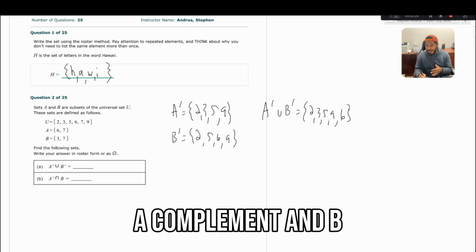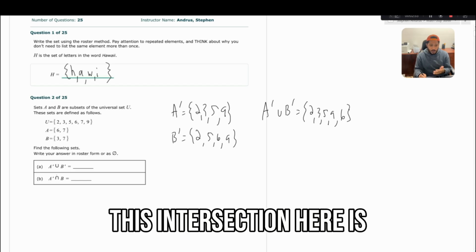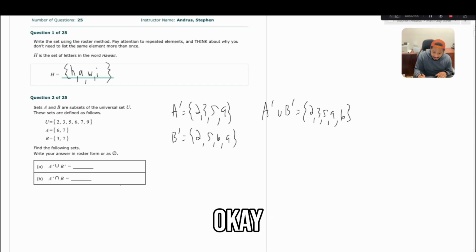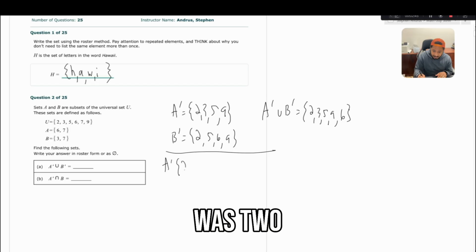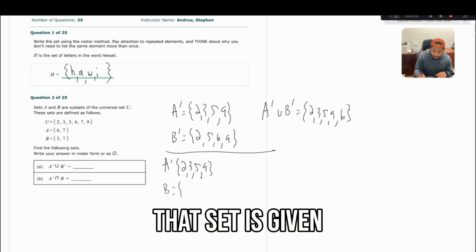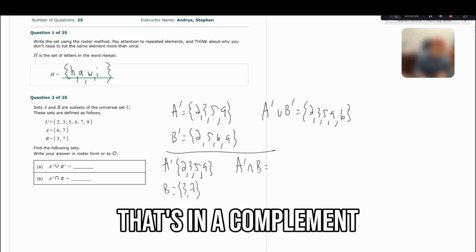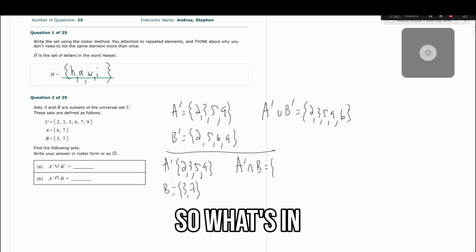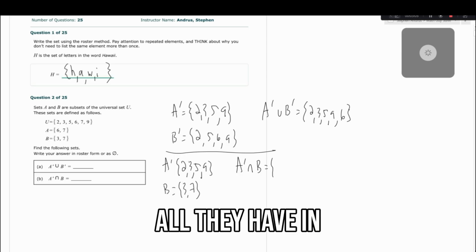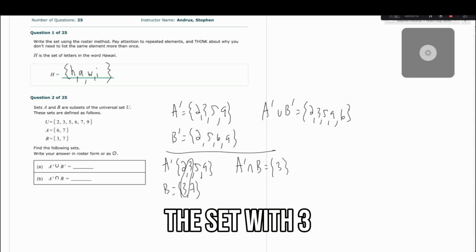The next that we have is, what about A complement and B, or the intersection, right? So this union is the word or, this intersection here is the word and, okay? And so we need A prime and in B, got it. So we said A prime was 2, 3, 5, and 9, okay? B is given, so 3 and 7. And so we say A prime and B, we're saying the stuff that's in A complement and also in B. So it has to be in both. Okay, so that's the word and, it has to be in both. So what do they have in common? All they have in common is this element of 3. Okay, so A prime and B would be just the set with 3 in it.